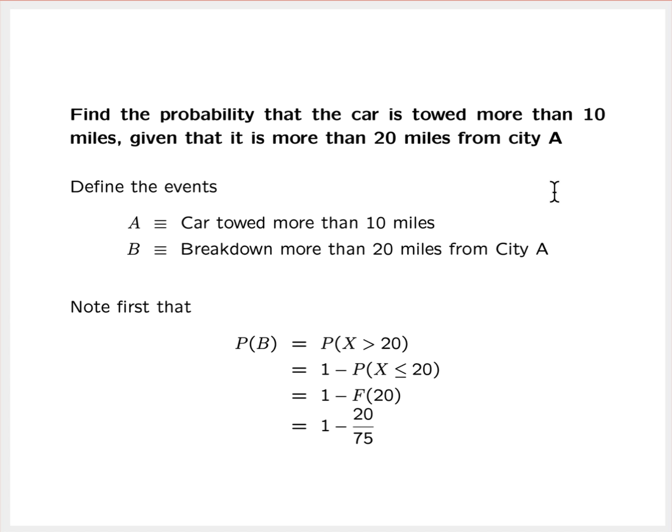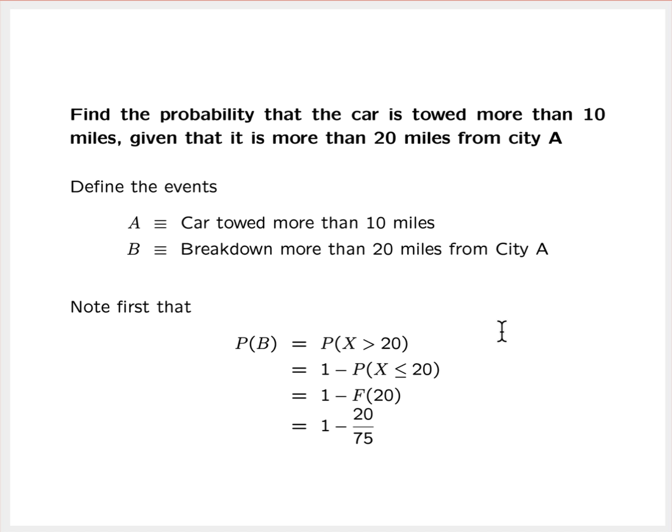And then finally, find the probability that the car is towed more than 10 miles, given that it is more than 20 miles from city A when it breaks down. Here we have a conditional probability. To facilitate putting this onto a slide that has limited space, let me define two events, A and B. A will be the event that the car is towed more than 10 miles, and B will be the event that the breakdown occurs when the car is more than 20 miles from city A.